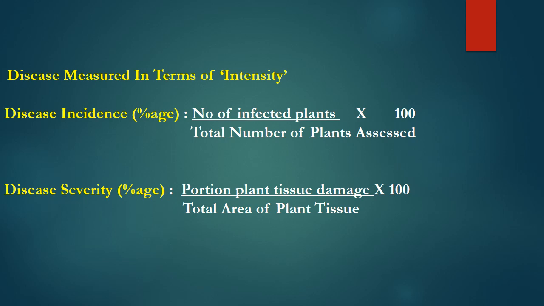So disease severity can be measured by dividing the portion of the plant tissue damaged by the pathogen by the total area of that plant tissue and then multiplying by 100. For example, if there is a leaf spot and it is killing 15% of the total leaf area, then the disease severity is 15%.